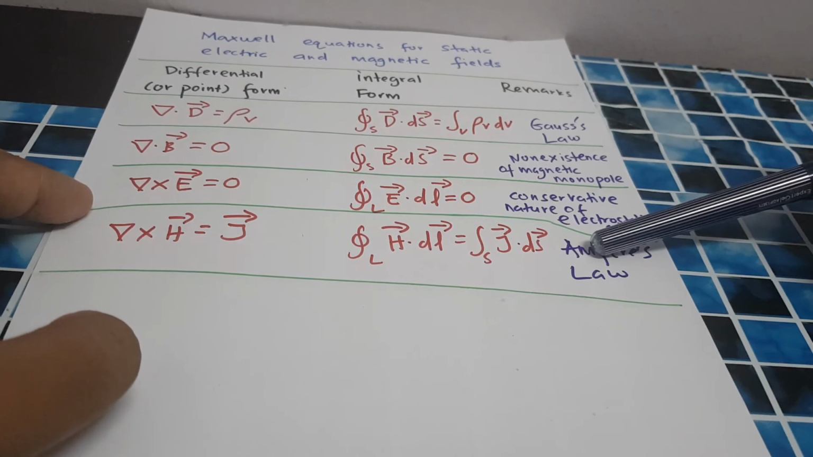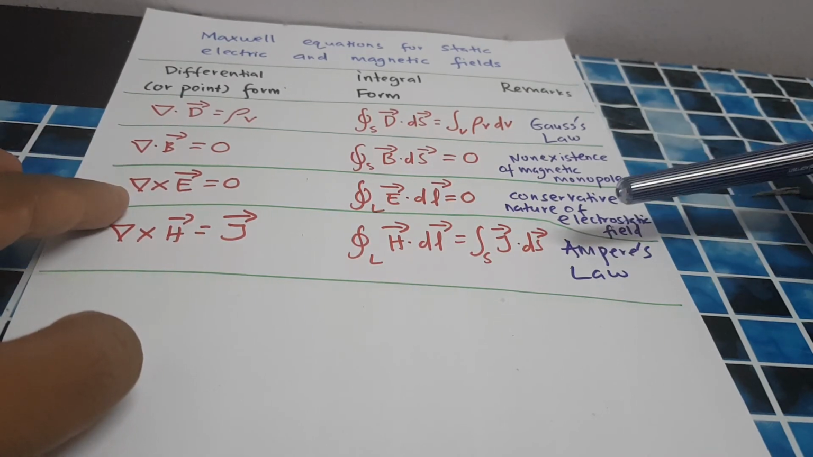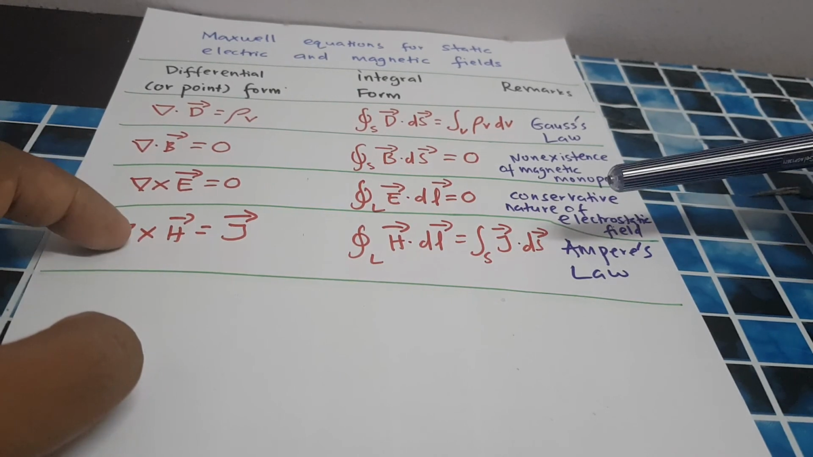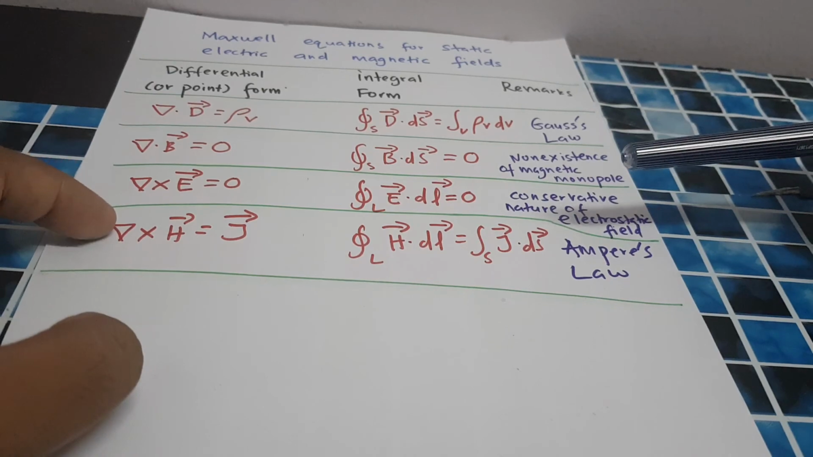Another thing we need to remember: divergence of D produces the charge density and the curl of H produces the current density.